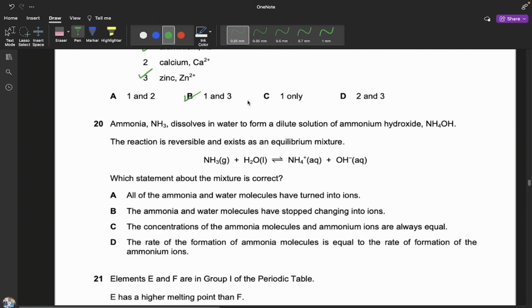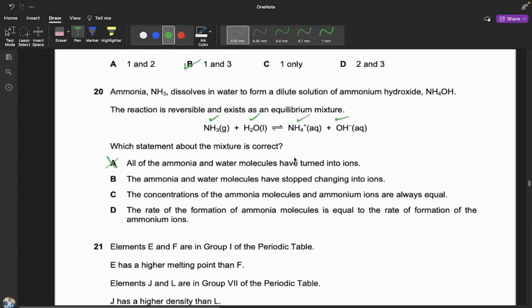Ammonia, NH3, dissolves in water to form a dilute solution of ammonium hydroxide, NH4OH. The reaction is reversible and exists as an equilibrium reaction. Okay? Which statement about the mixture is correct? All of the ammonia and water molecules are turned into ions. No. What is the specialty of an equilibrium reaction? Both reactants and products will always remain in the reaction at equilibrium. The ammonia and water molecules have stopped changing. This is also obviously wrong. They always keep changing, always moving forward and back.